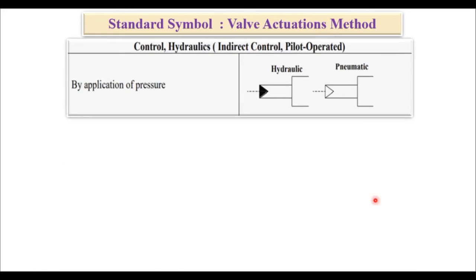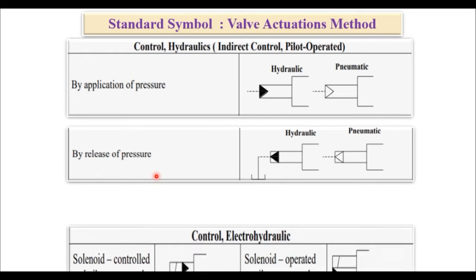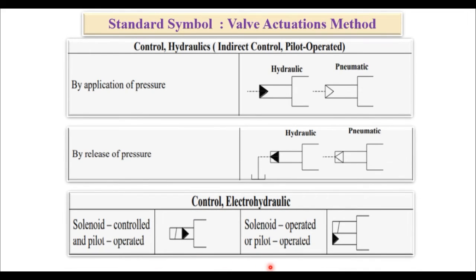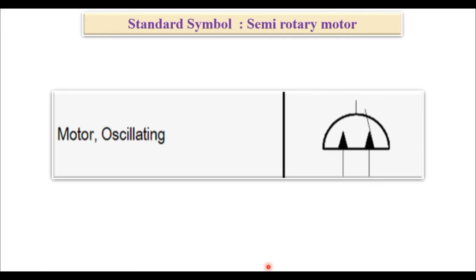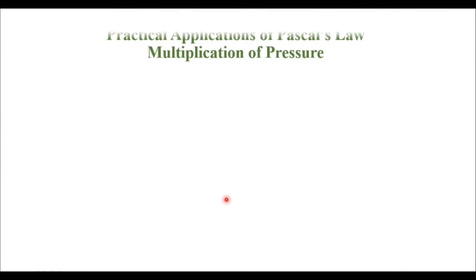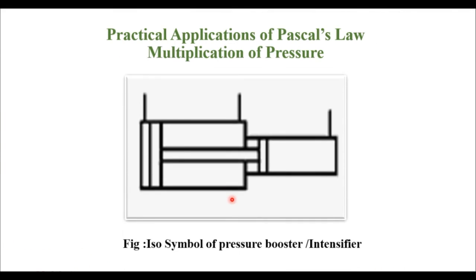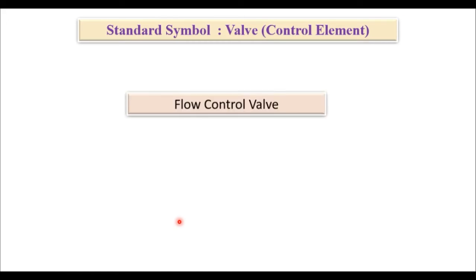Release. Control hydraulics, indirect control, pilot operated. Release, solenoid as well as hydraulic. Now this is interesting: oscillating motors, oscillating actuators. This is the symbol for a semi-rotary motor. Pressure boosters, intensifier. This is the symbol.